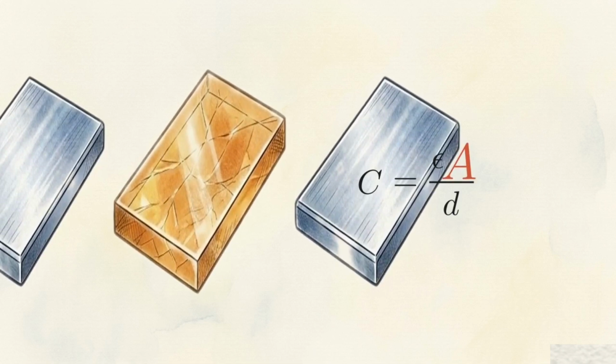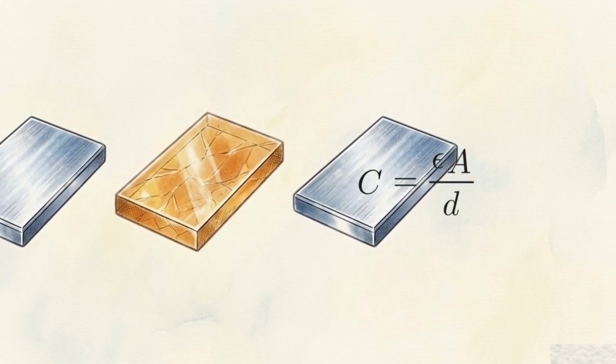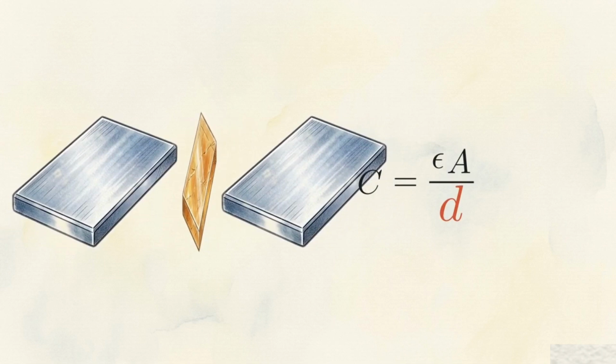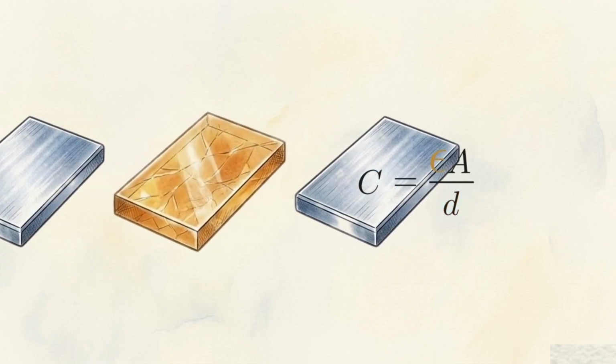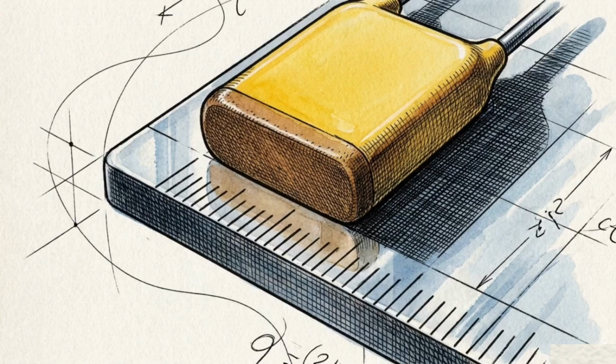Capacitance increases when you expand the overlapping surface area, A, or when you shrink the physical distance, d, between them. This interaction is modulated by the permittivity of the dielectric. An engineer cannot reprogram a capacitor after it's built. Its energy limit is permanently hard-coded by the physical volume and material chemistry manufactured into it.